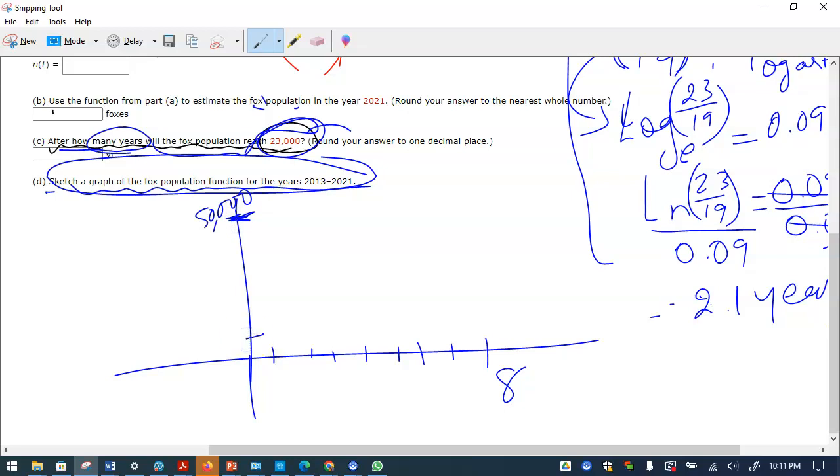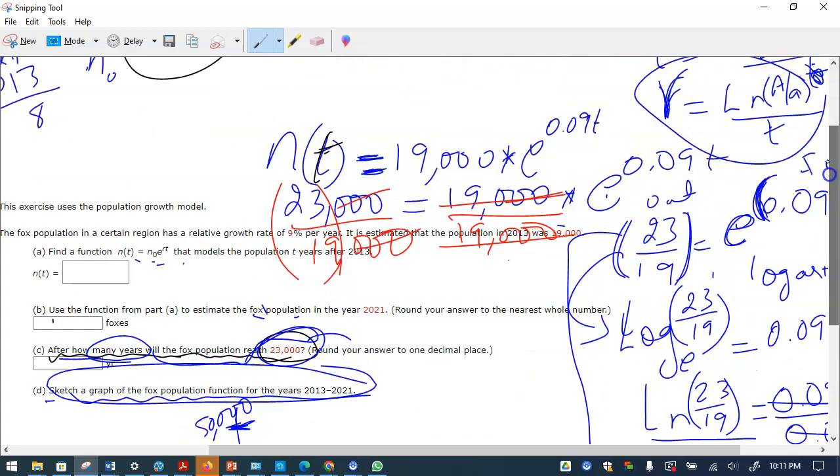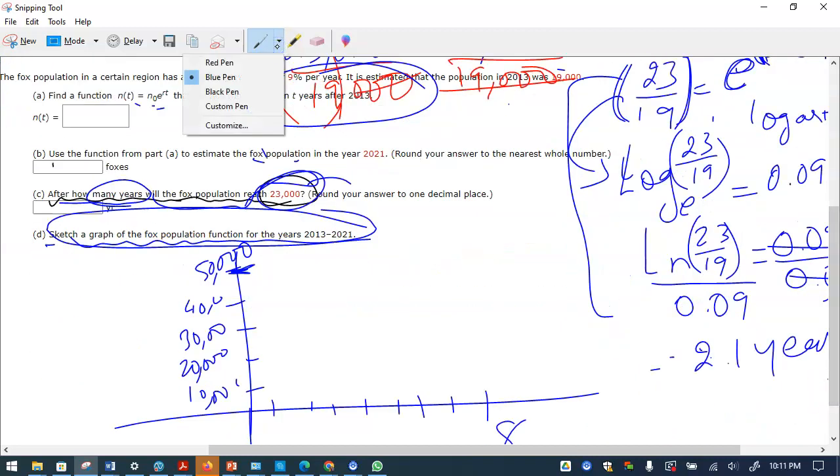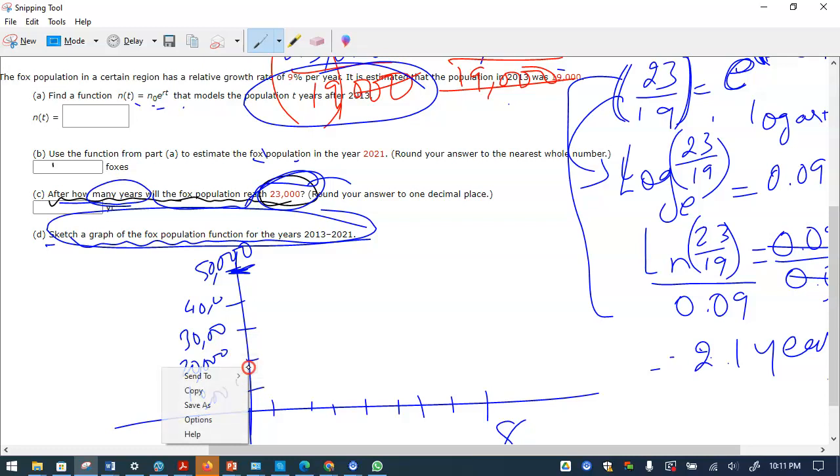I break this into 1, 2, 3, 4, 5. So this is 40,000, 30,000, 20,000 and 10,000. Because the population in the beginning is 19,000, the graph has to start at 19,000, which will be somewhere here. And the population is growing at 9%, which is 0.09 every year, 1, 2, 3, 4, 5, 6.